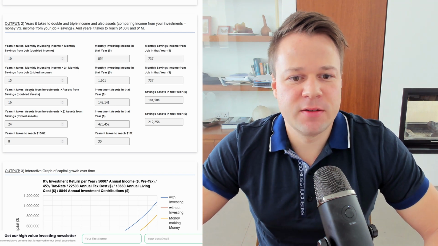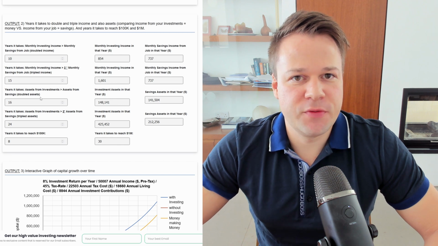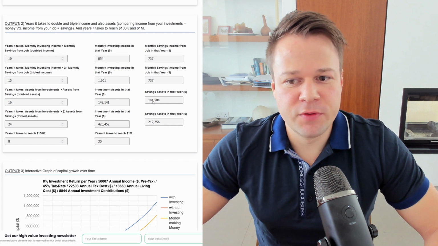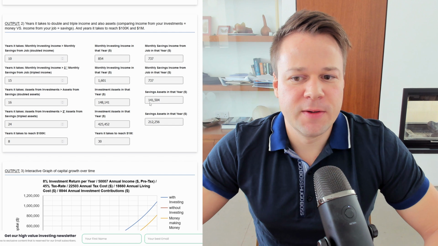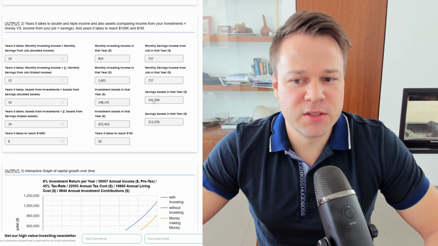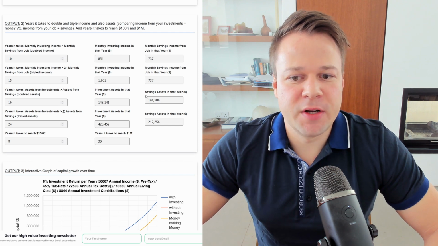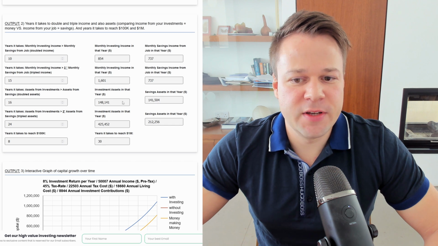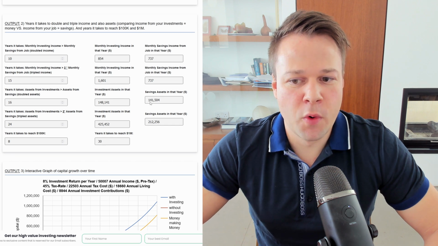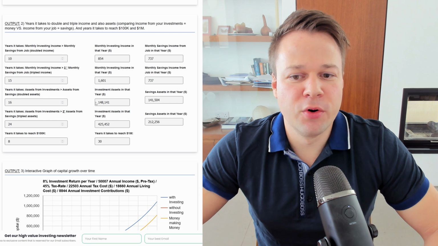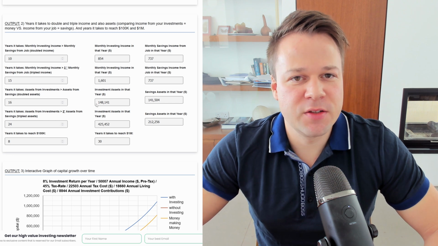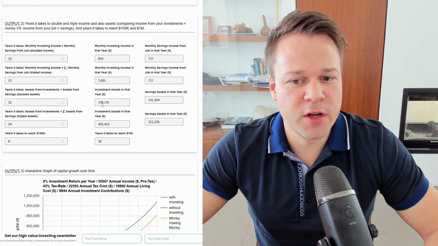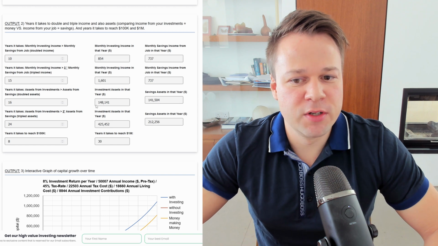And here the years it takes until your investment assets outgrow your assets from just your savings. And this means you doubled your assets. So if you would just save, you would have had $141,000 after 16 years. But if you invest your savings, you not only have the savings worth 141,000, but you also have produced assets from your investing profits of 148,000. And this means you doubled your assets, and you can just add up those two numbers.